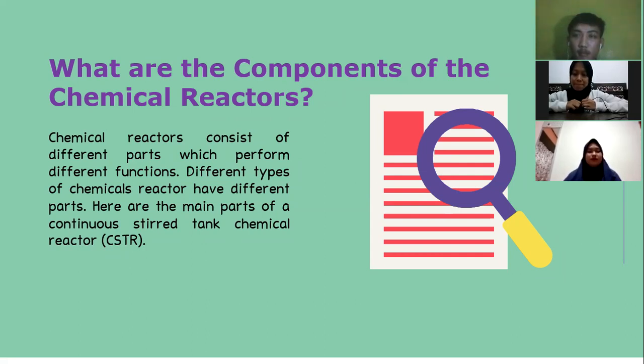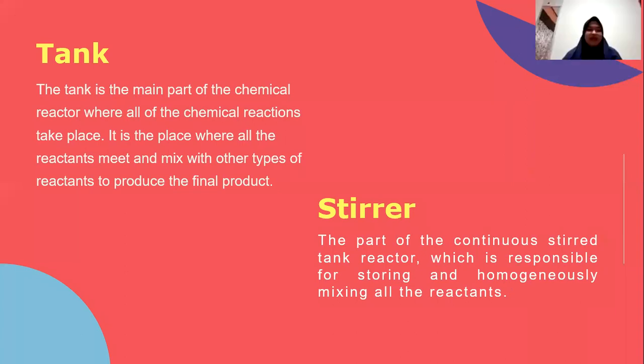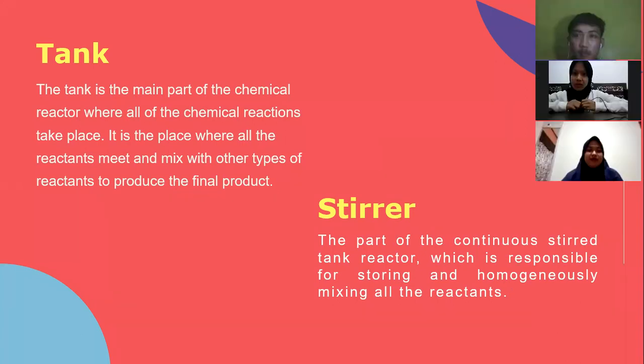First, tank. The tank is the main part of the chemical reactor where all the chemical reaction takes place. It is the place where all the reactants meet and mix with other types of reactants to produce the final product. Second, stirrer. The part of the continuous stirred tank reactor which is responsible for storing and homogeneously mixing all the reactants.